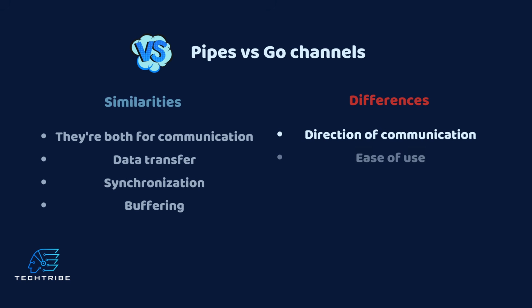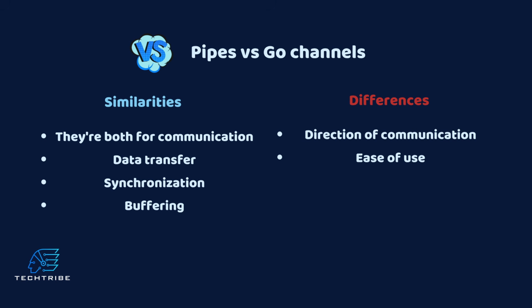Ease of use in context. Channels are built into Go, and they just work, while pipes need more setup since they're an operating system feature.